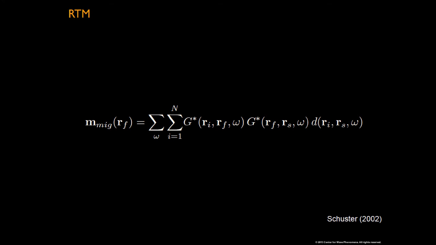defines the reverse time migration process for each shot with this equation in the frequency domain, where here the G's are Green's functions, star is complex conjugation, and D is the data recorded on the surface. The summations are over the station numbers and frequencies. Now, Schuster singles out the product of the two Green's functions, highlighted as gold here, and calls this product the migration focusing kernel.